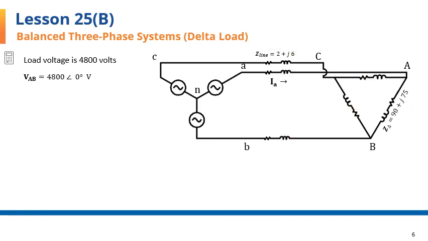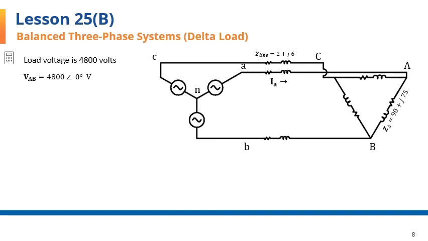We're asked to find the line currents IA, IB, and IC, load phase currents IAB in this direction, IBC, and ICA, system voltage regulation, real and reactive power delivered to the three-phase load, real and reactive power lost in the three lines, real and reactive power generated by the source, real power efficiency of the system, and power factor of the load and of the combined load and lines.